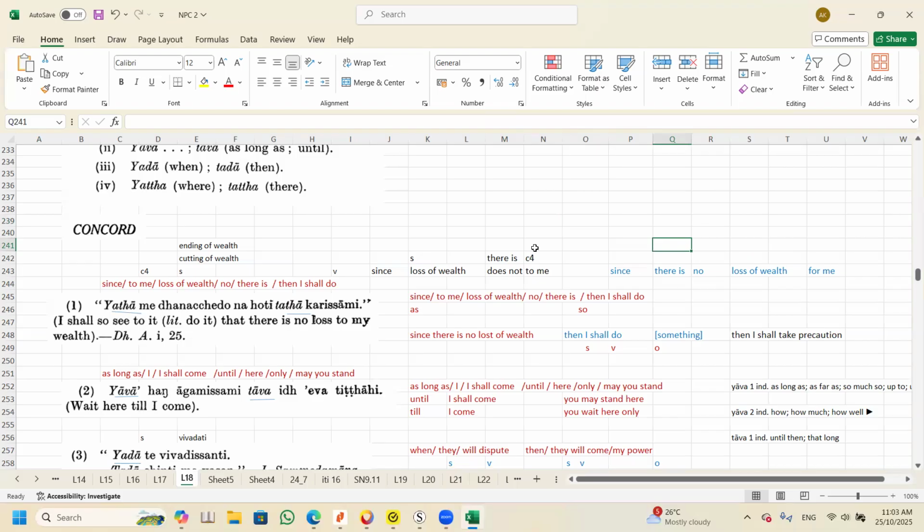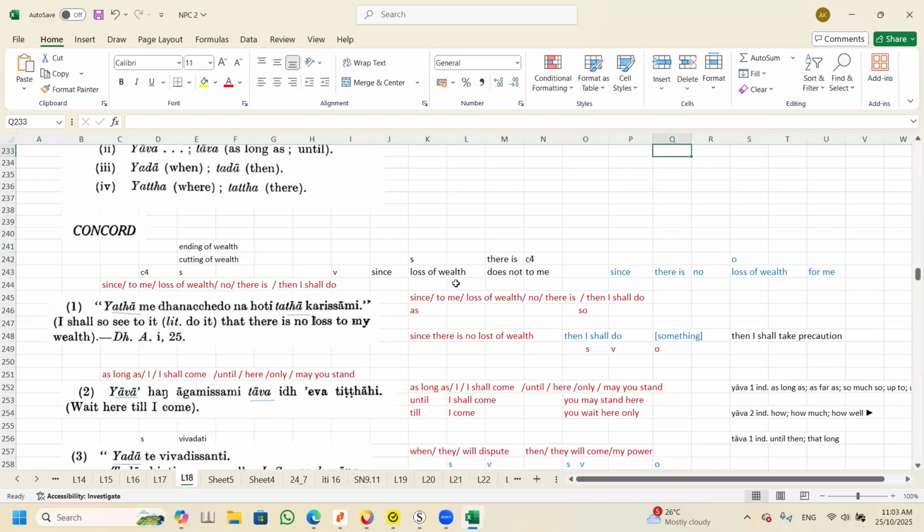So even though this is Pali, this is nominative. When you put it into this format, this one becomes the object. Don't ask me why it is like that. Which one becomes the object? Loss of wealth becomes the object. There is no loss of wealth. Can you see, this is the English structure.